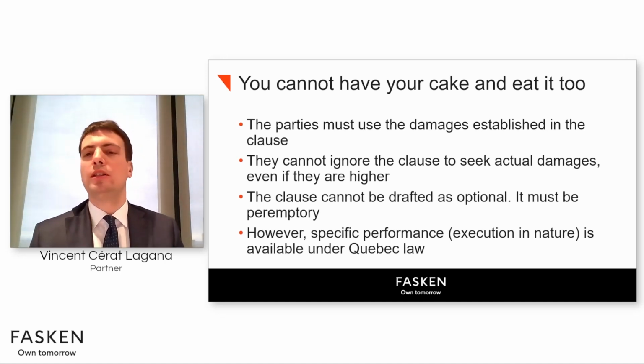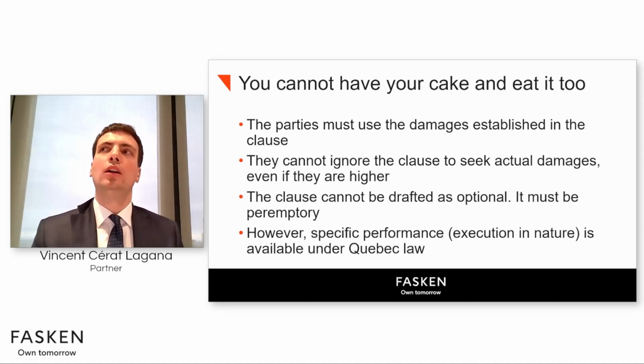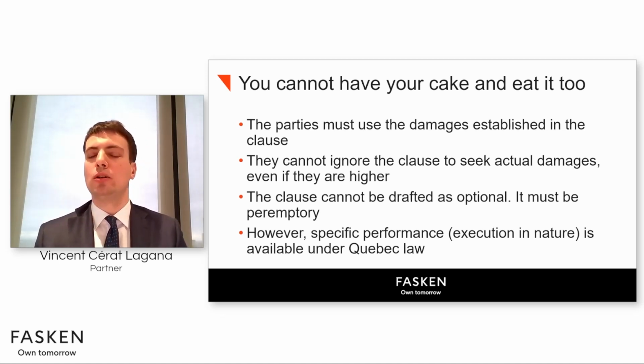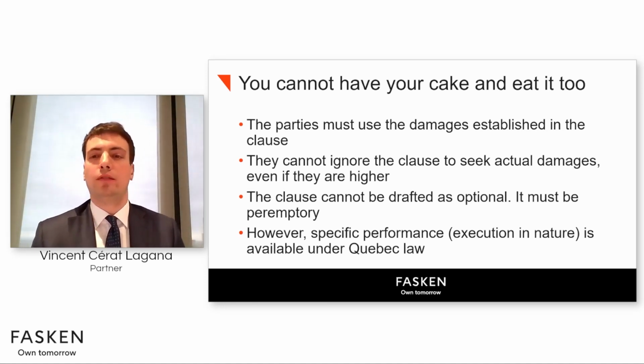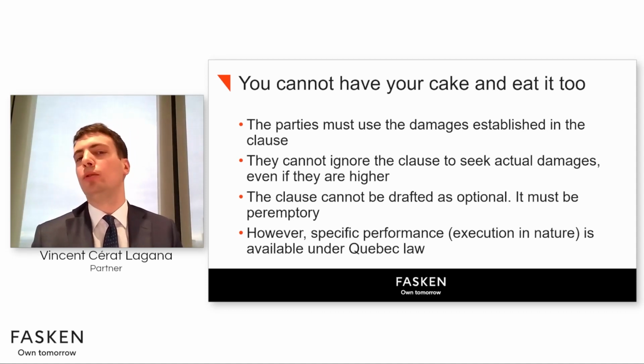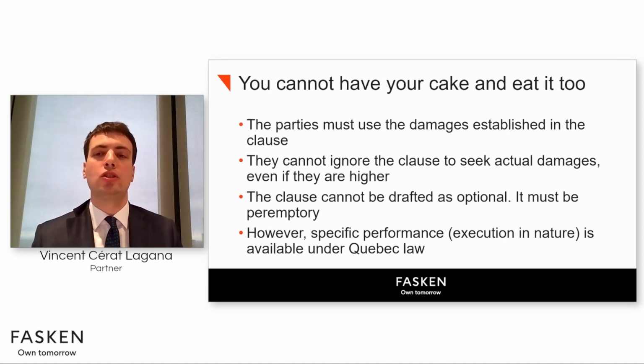The key exception to that, and crucially under civil law, is that specific performance or execution in nature is not a poor second choice to damages. It's actually the rule and not the exception. So including a penal clause or a liquidated damage clause will not prevent you from seeking actual execution in nature if the execution in nature is still possible. For instance, it would not prevent you from asking for an injunction.